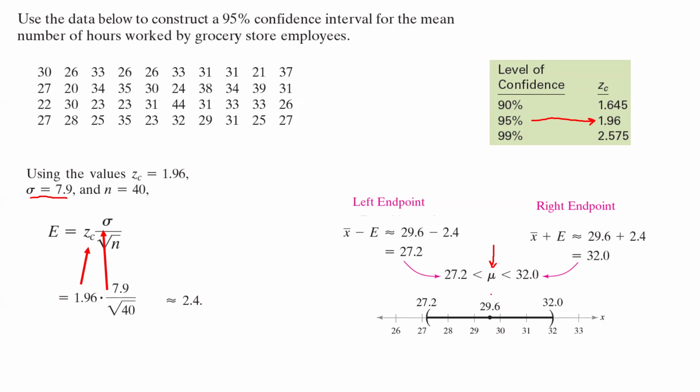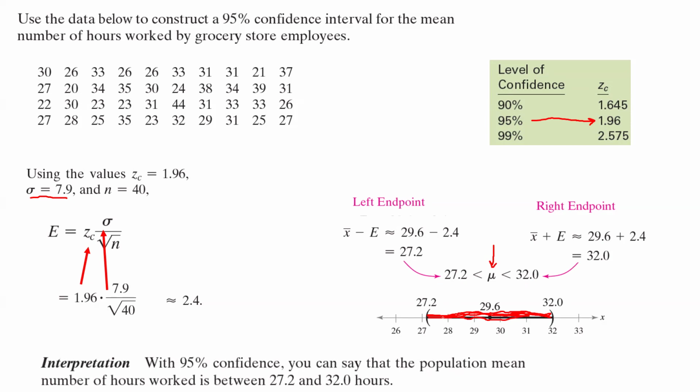You can visualize it as well. The population mean, or mu, ranges between these two numbers, 27.2 hours and 32 hours. What is the interpretation? With 95% confidence, we can say that the population mean number of hours worked is in between 27.2 hours and 32 hours for sure.